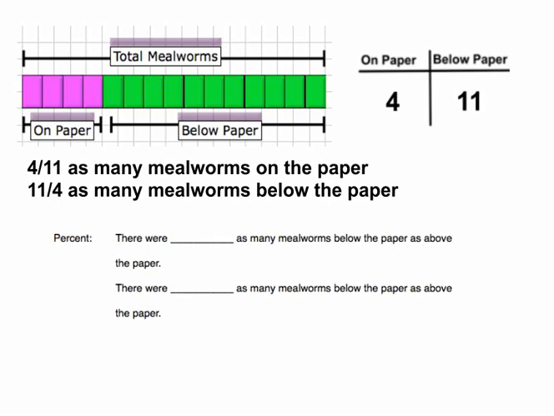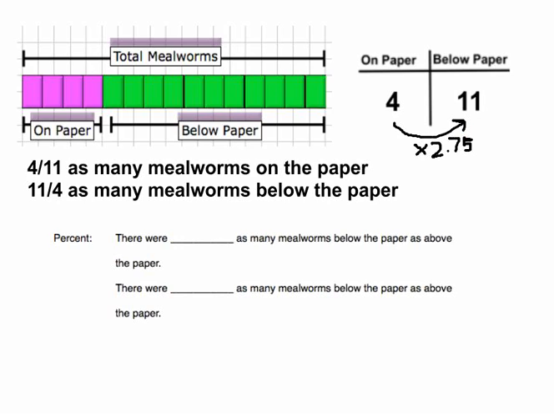It's out of 100. So now if we're talking about as a percent, there were blank as many mealworms below the paper as above the paper. And remember, if yours is reversed, just switch these words around. So now we're saying the percent. So we saw before that we're multiplying, just in the last one, we're multiplying by 2.75. So as a percentage, you're thinking about that relationship. What is times 2.75? What is that as a percent?